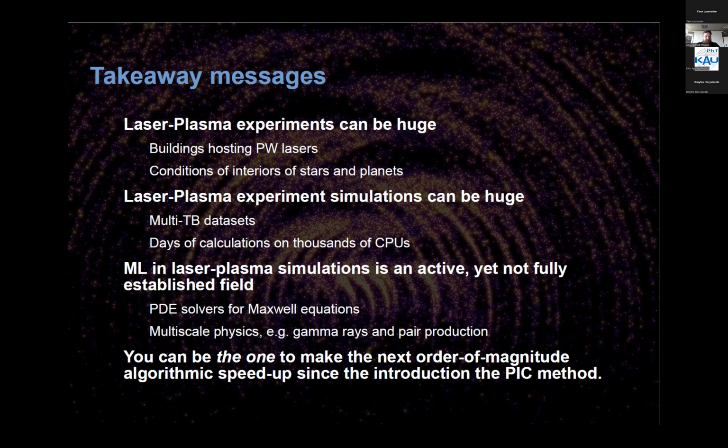So because no one has achieved that yet, you or one of you can be the one to actually make this next step, where you speed up the particle in cell algorithm by an order of magnitude, by algorithmic means, which hasn't happened. I mean, gradually it did happen since the 80s, but not like this, one step where you say, oh, now it's much better. For that, the laser plasma or particle in cell simulation scientists are waiting for like 40 years.